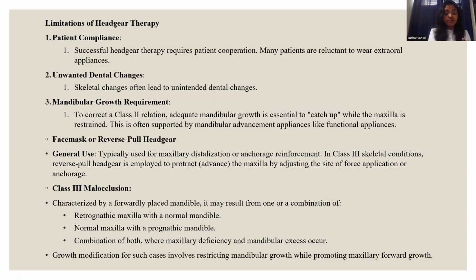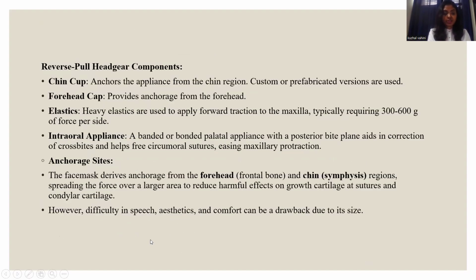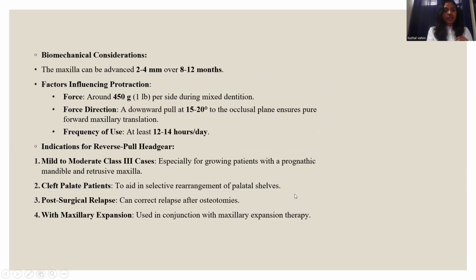And then we have face mask or reversible headgear. This is used in class 3 conditions, class 2 malocclusion, where the maxilla is retrognathic with normal mandible and normal maxilla with prognathic mandible, and a combination of both. So reversible headgear has a chin cup, and then we have a forehead cap, and then we have elastics. Heavy elastics are used in such cases. So the anchorage site would be it derives anchorage from the forehead, that is the frontal bone, and from the symphysis region. So the force consideration is that it advances the maxilla by 2 to 4 mm over a period of 8 to 12 months.